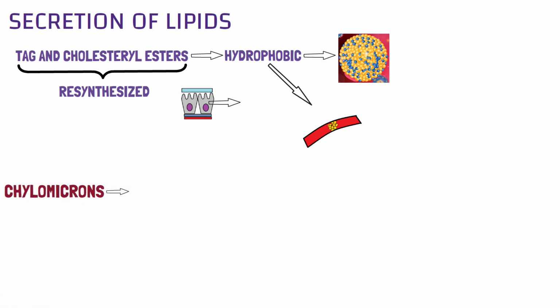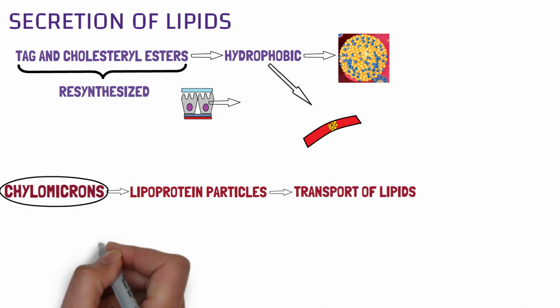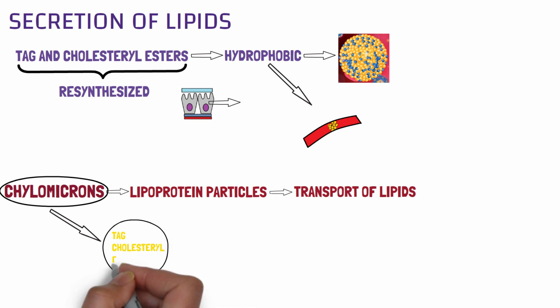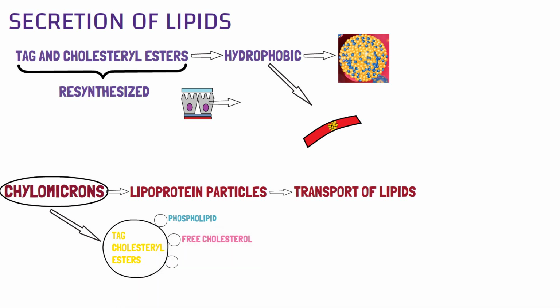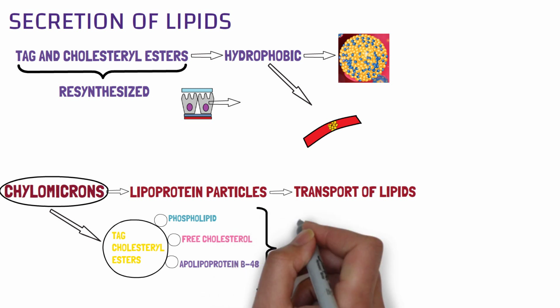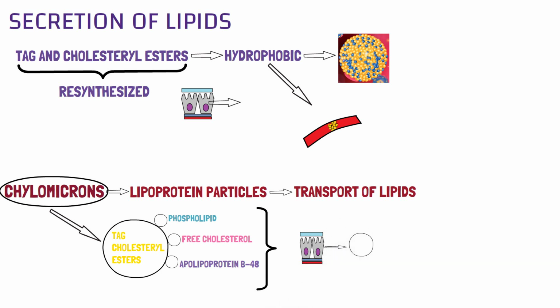Chylomicrons are lipoprotein particles that are responsible for the transport of lipids. They are composed of a core of triglycerides and cholesterol esters, which are hydrophobic and packaged into a lipid droplet. The lipid droplet is then surrounded by a monolayer of phospholipids, free cholesterol, and a protein called apolipoprotein B48, which helps stabilize the particles. The chylomicrons are then released from the enterocytes by exocytosis into the lymphatic vessels located in the villi of the small intestine.